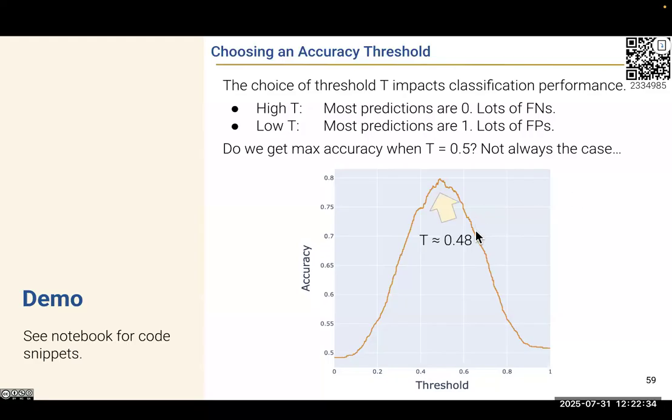As you raise or decrease your threshold, your accuracy will drop. But now that we know the four types of classification outcomes, you can tell why the accuracy is dropping. When you raise your threshold, you're going to predict a lot more negatives, so you're more prone to having false negatives. Whereas if you lower your threshold, you're going to have a lot more predicted ones, so you're more prone to false positives.